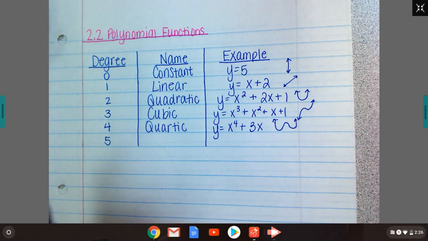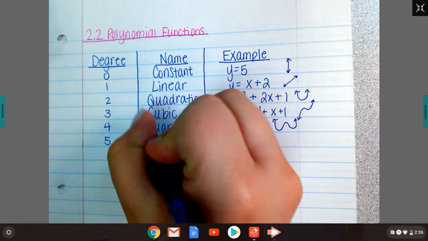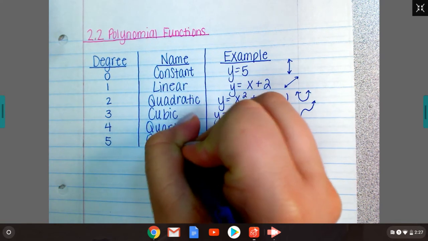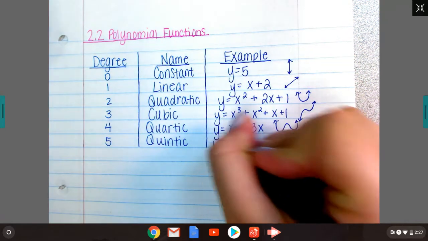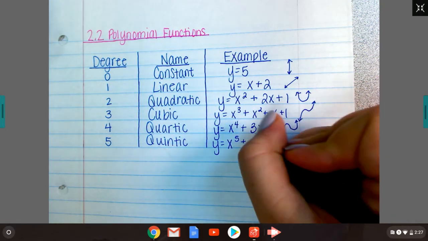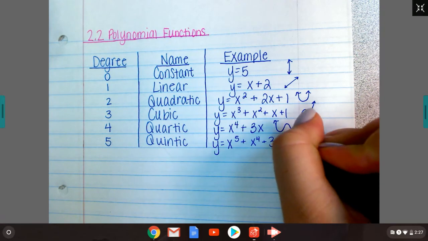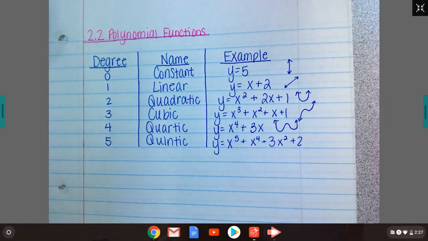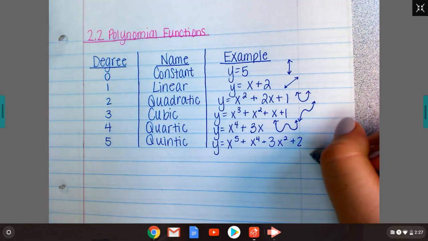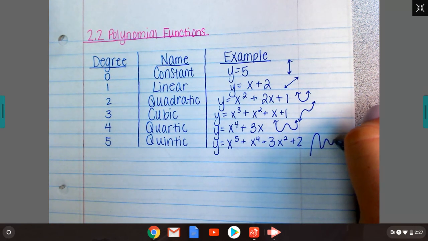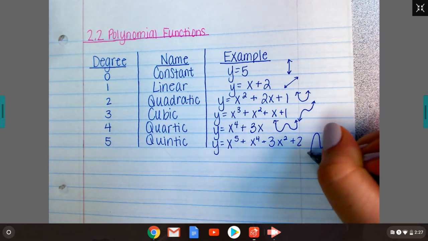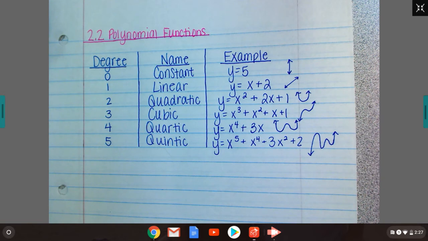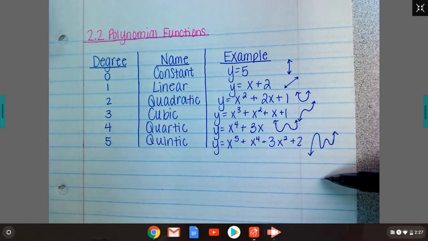Our next one is degree 5. This one is a quintic. A quintic, so again, this one has something to the fifth. Maybe it has a fourth term and a squared term and a constant. A quintic function, degree 5, could look something like that. So you can tell they're just getting more complex as they go.